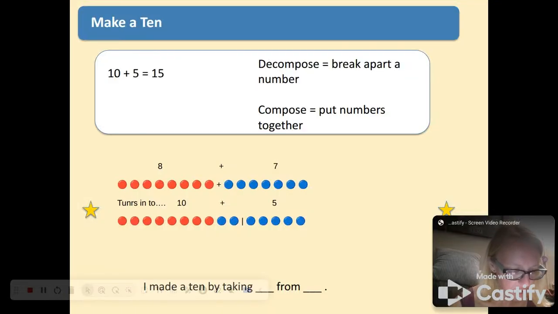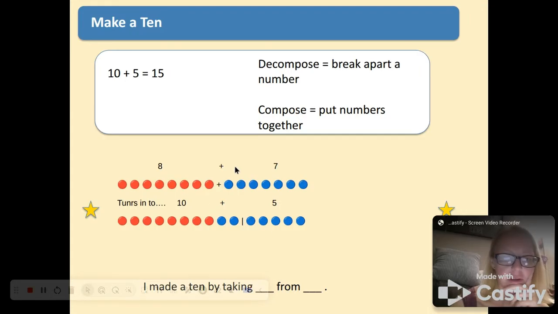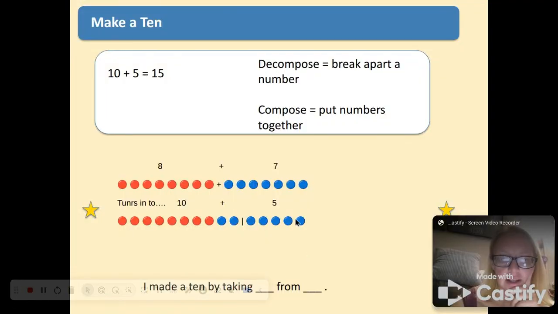Let's see if anyone can think of how, down here we have, I made a 10 by taking blank from blank. Who can tell me what we could do? That's right, I made a 10 by taking 2 from the 7. So that's one way to do it.